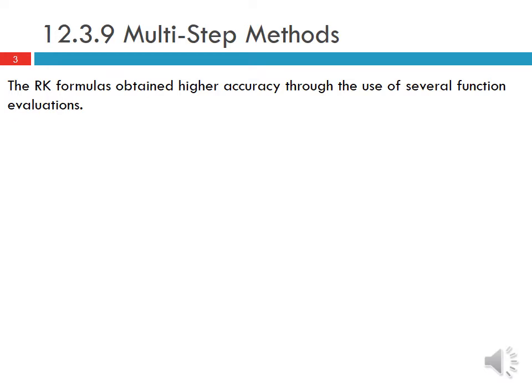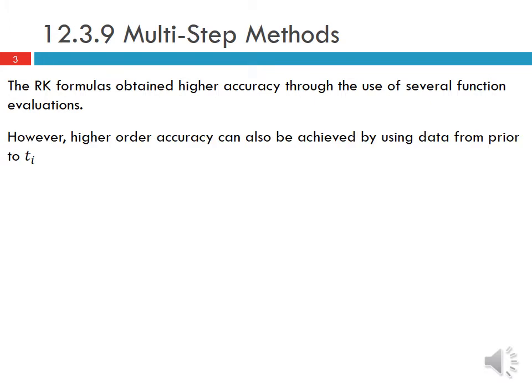So the Runge-Kutta formulas that we introduced in the previous videos obtained higher accuracy through the use of several function evaluations. However, higher order accuracy can also be achieved by using data from prior to the time step t_i. So if the solution and/or the function at t_{i-1} or t_{i-2} are also used, then it helps us to achieve higher order accuracy. And this is the idea with multi-step methods.